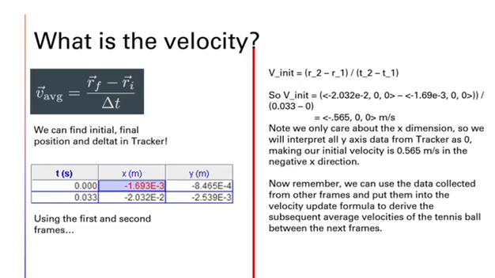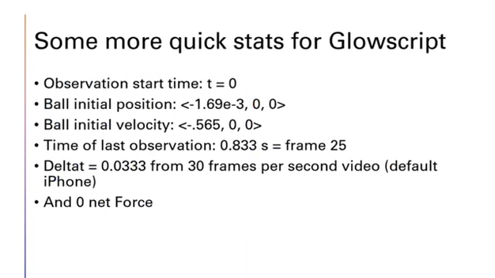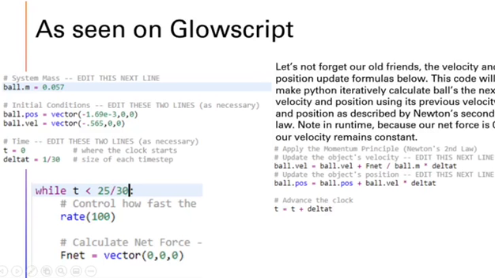And we can calculate our average velocity by taking the data points in our first and second frame using the formula on the screen. And after plugging and chugging it, I have a velocity of 0.565 meters per second in the negative x direction. And so I'll use that data and all of this other data on the screen to help set up my computational model in GlowScript. And this is what it looks like all coded up using the initial assumptions in the previous slide and the equations that we derived previously as well.